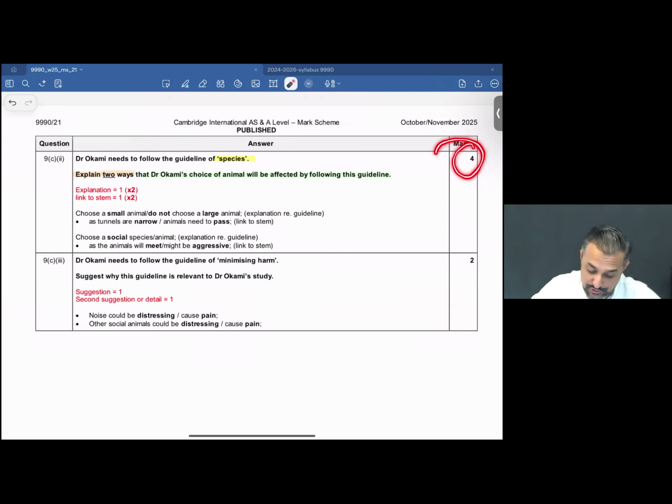It's a 4-mark question. Now this matters. Two ways, right? So it's a 4-mark question. They asked you for two ways, and in this case, you dedicate 2 marks each for an explanation that you're providing. Choose a small animal, and do not choose a large animal, as tunnels are narrow, animals need to pass. And you can add, not or, and, because there are 2 points that have been asked. And choose a social species, as the animals will meet each other. If it's not a social species, this might result in aggression.